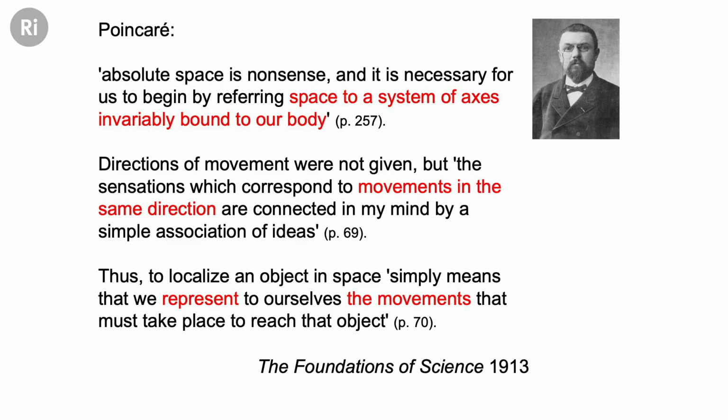Of course, the opposing idea was if anything more popular, both with the British empiricists, and I've chosen a quote from Poincaré, the great French scientist philosopher. From his point of view, this idea that there's space in the brain and that you can represent an absolute space is just nonsense. And it's necessary to begin by referring space to a series of axes invariably bound to our body.